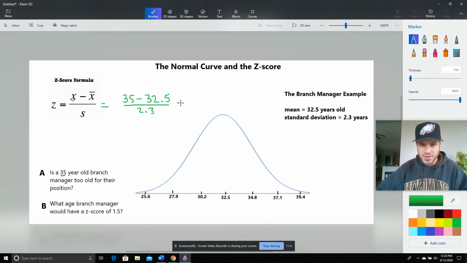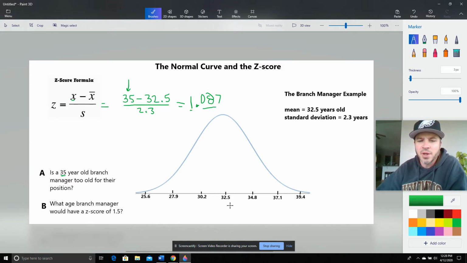I get an answer here of 1.087. We'll round it there. So what we're saying is that this data point, 35 years old, is 1 and a little baby bit more standard deviations more than the mean. Here's our mean, remember. Here's 1 standard deviation, so it's saying it's 1 and barely any more. So it falls right there.